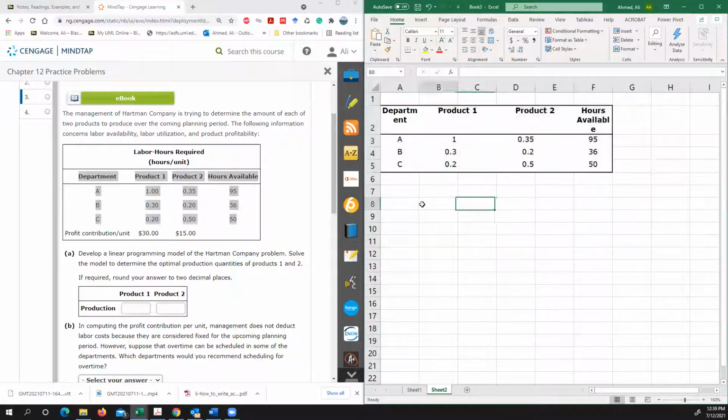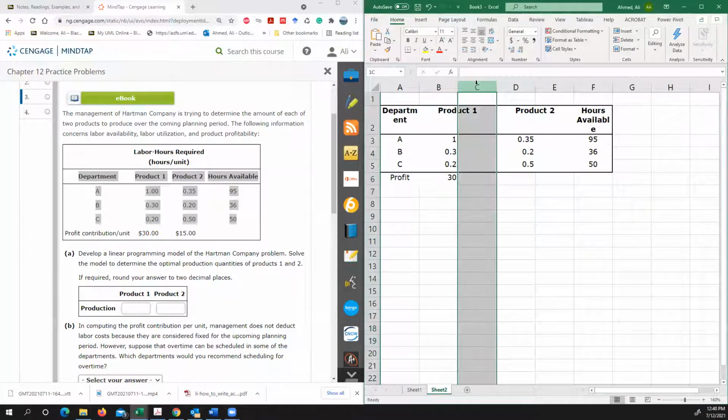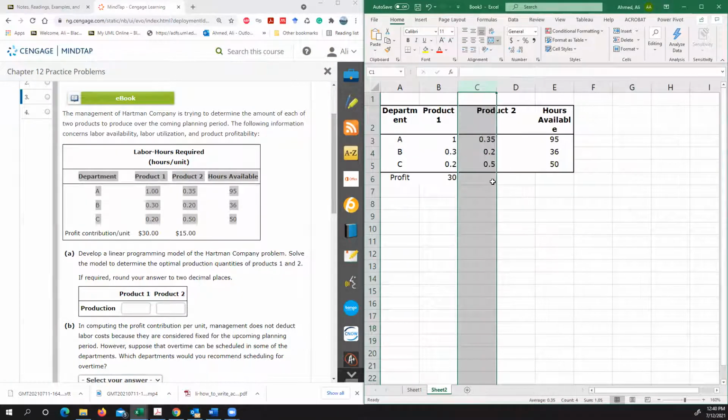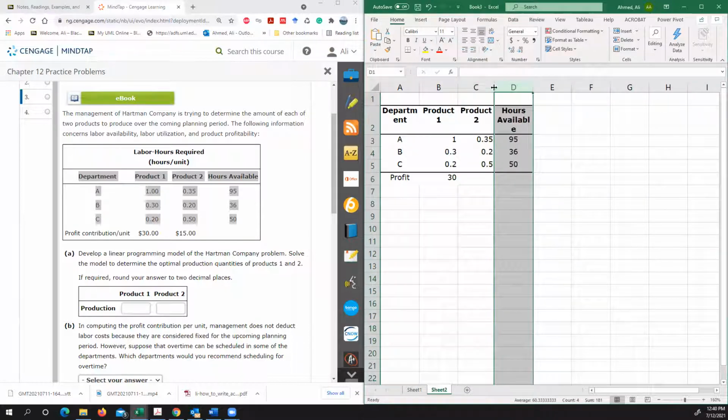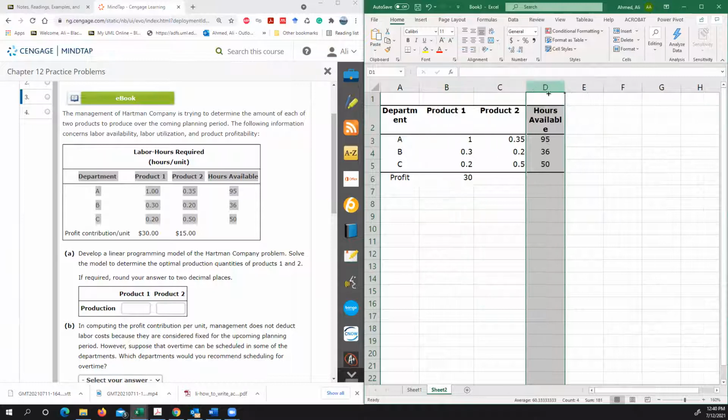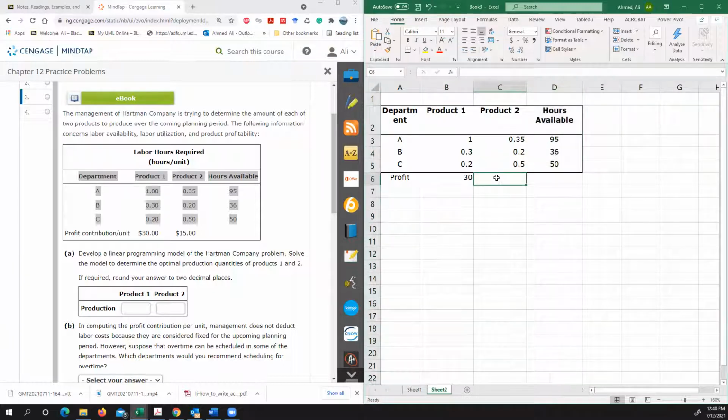Okay, next I will put my model. Next, I have to also put my profit. So the profit is 30 for this department per unit. And there's an extra column here. I can just delete this column. And there's also an extra column here. And this just makes more sense to me. And then this one gives us a profit of 15. Okay, everything looks good. We can go into our model.